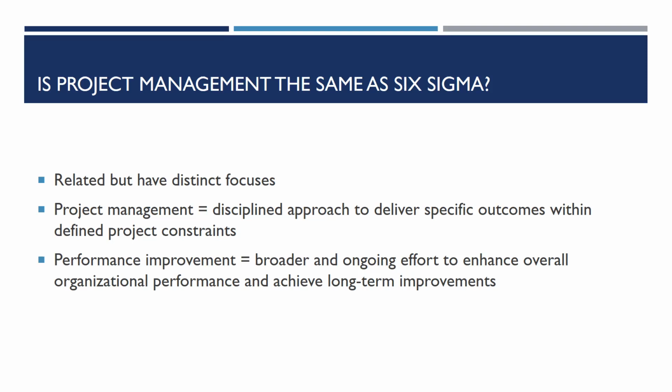Whereas performance improvement is a broader concept that encompasses a systematic approach and effort to enhance the overall organization's performance. People working in process improvement aim to identify areas for improvement, implement change, and measure progress to achieve high levels of effectiveness and efficiency. Project management is getting the job done, while performance improvement is to drive sustained changes over time.